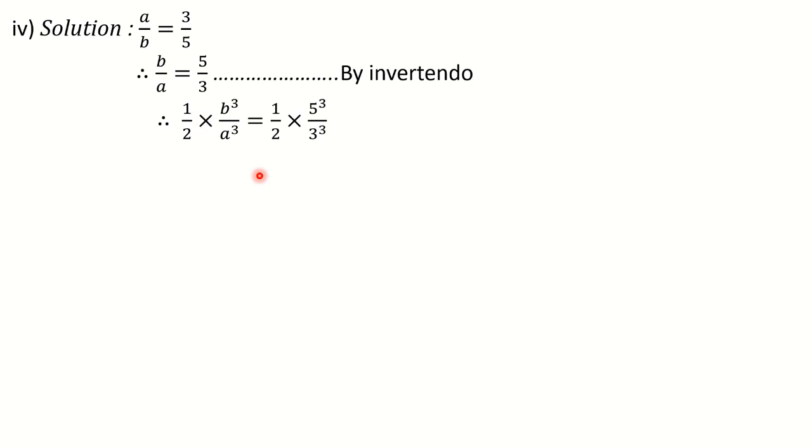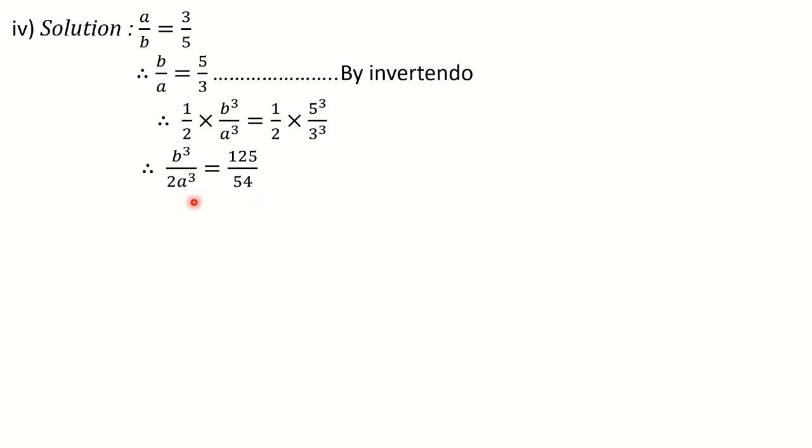So let us write that. So what we are going to get, b cube upon 2a cube is equal to 125 by 54. Here you have to cube first and then you have to multiply, but I have clubbed those two steps. Okay, so I got the answer as b cube upon 2a cube is equal to 125 by 54.